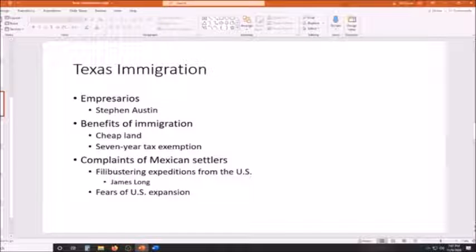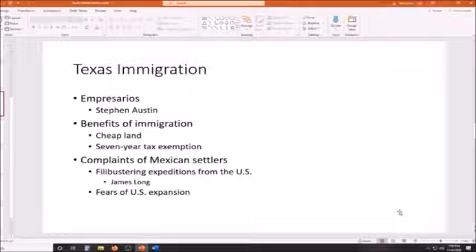Okay, and these impresarios were Americans, such as Stephen Austin and his dad, Moses Austin. They were responsible for bringing in American families. So, for example, Stephen Austin was responsible for bringing in about 300 American families just in the first year alone. Okay, so it was these impresarios who were helping to bring Anglo-American immigrants into Texas, right? They had a deal with the Mexican government to do this.